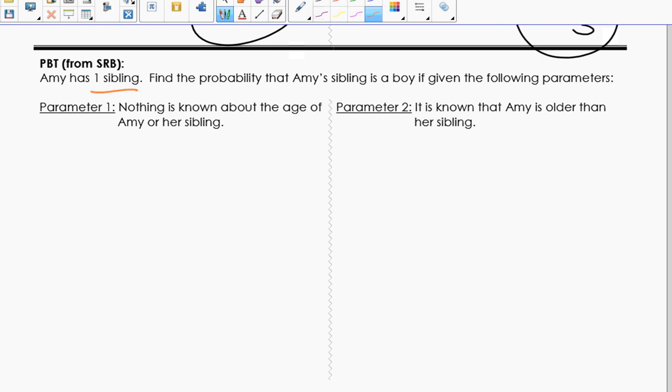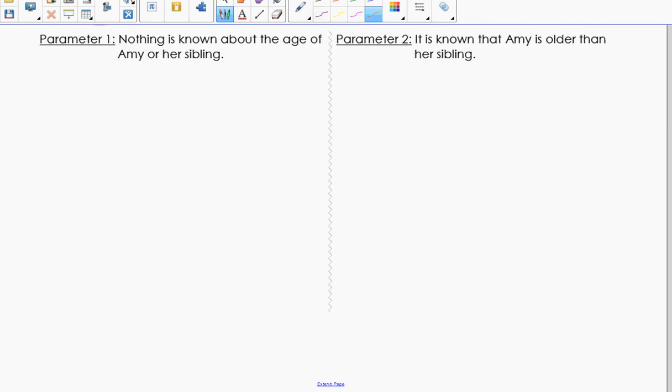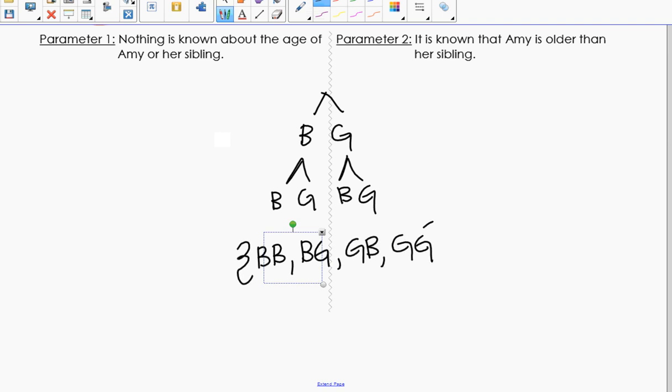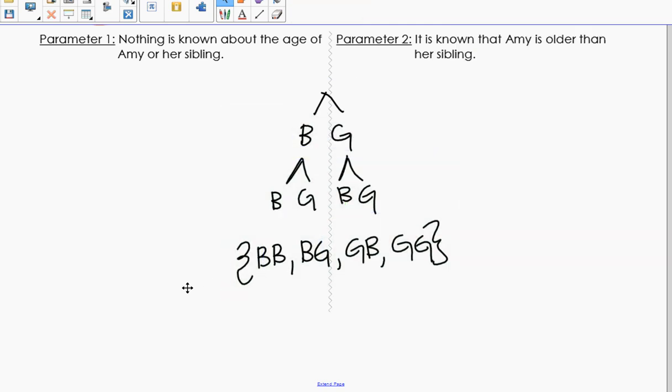So we're used to making trees that look like this, but we only have 2 siblings. So the first thing I'm going to do is think about, okay, what could possibly happen? I could have a boy or a girl on my first child. And then on my second child, I could have a boy or a girl, or a boy or a girl. So that means my sample space for both of these is boy-boy, boy-girl, girl-boy, or girl-girl. So that's your sample space for both. Now, with that being said, we can go back and look at these questions.